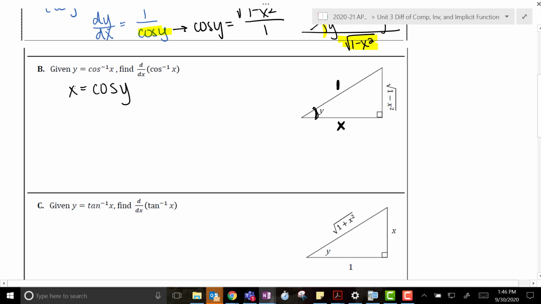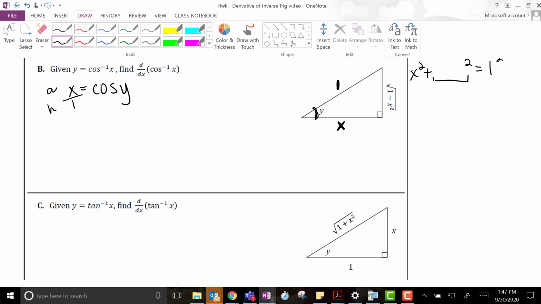We can also think about this as x over 1, so adjacent over hypotenuse. And then I determined this short leg the same way, by the Pythagorean theorem. You know that x squared plus the short leg squared needs to equal 1 squared. So same thing here: we subtract that x squared, take the square root, and that's where that short leg value comes from.